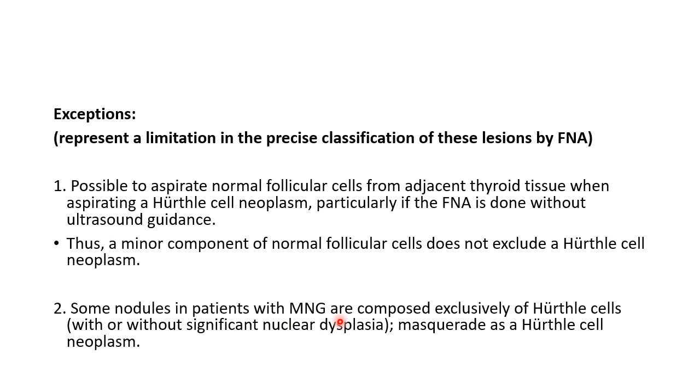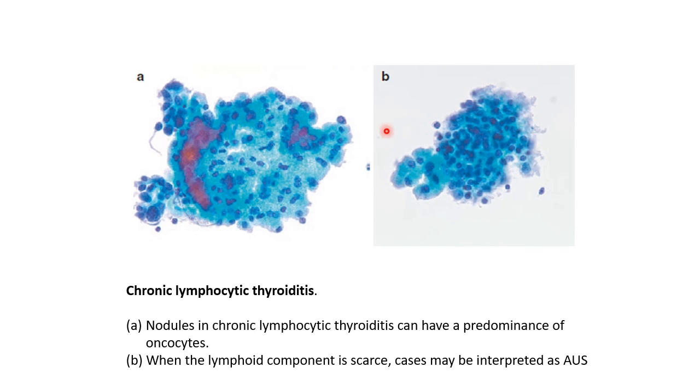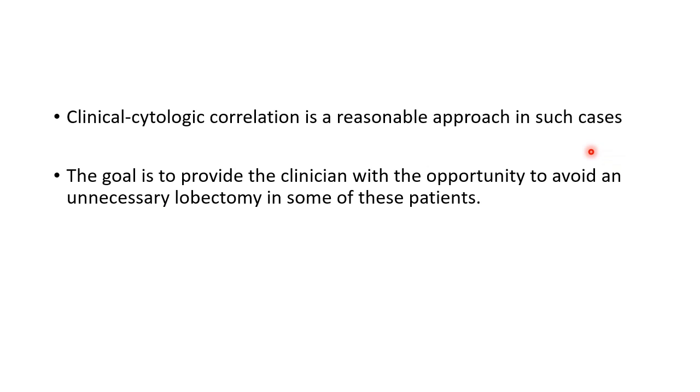Similarly, some nodules in patients with multinodular goiter may be composed exclusively of Hürthle cells and they may masquerade as Hürthle cell neoplasm. In a case of chronic lymphocytic thyroiditis, you can have an abundance of oncocytes. And in these cases, if you have predominant Hürthle cell proliferation in lymphocytic thyroiditis and you do not have any lymphocytes in the background, they may be classified as AUS. So clinical cytologic correlation is very important in such cases, and the goal of FNAC is to provide the clinician with the opportunity to avoid an unnecessary lobectomy in some of these patients.